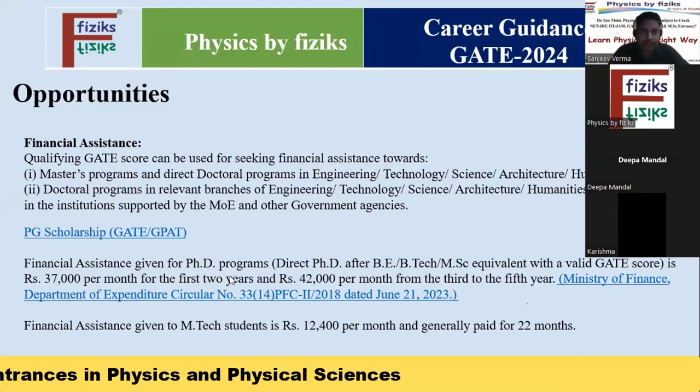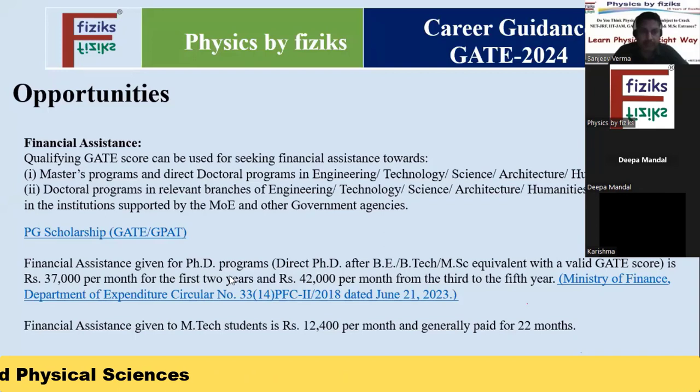Correct. So if you qualify GATE, you can get admission in PhD, and the scholarship is the same. But if you take admission in an MTech program after qualifying the GATE exam, the scholarship given to MTech students is rupees 12,400 per month, and generally it is paid for 22 months, almost 2 years.